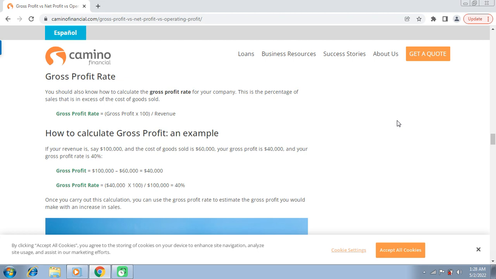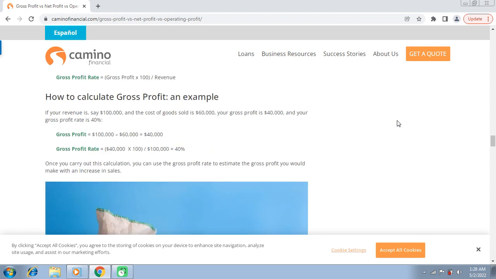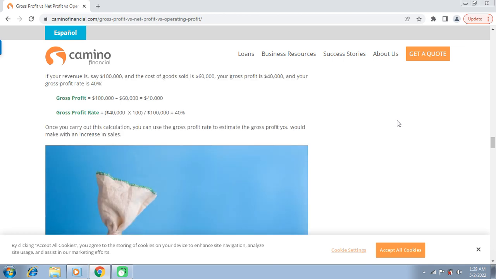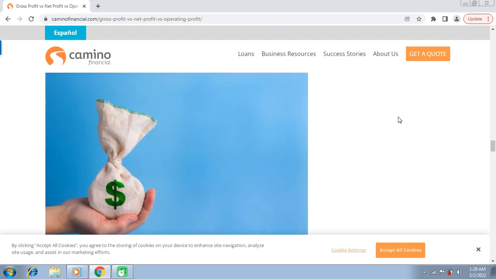How to calculate gross profit? An example: if your revenue is say 1 lakh dollars and the cost of goods sold is $60,000, your gross profit is $40,000 and your gross profit rate is 40%. Gross profit: 1 lakh dollars minus $60,000 is equal to $40,000. Gross profit rate: $40,000 multiplied by 100 divided by 1 lakh dollars is equal to 40%. Once you can carry out this calculation, you can use the gross profit rate to estimate the gross profit you would make with an increase in sales.